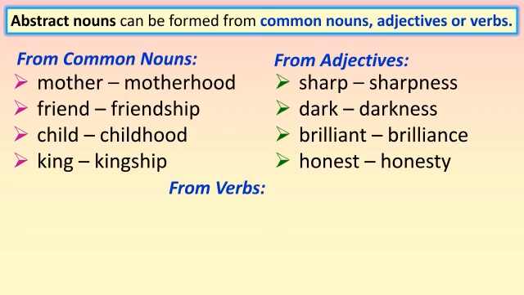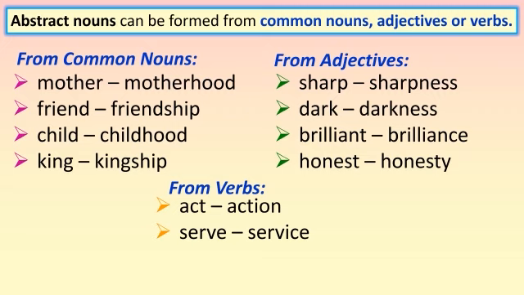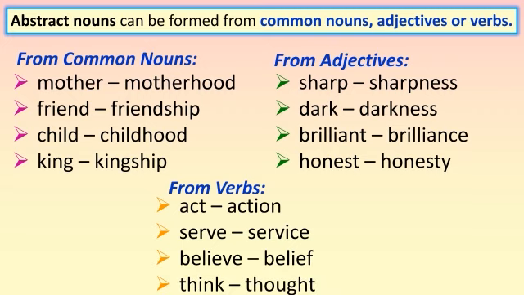In the same way, we can also form abstract nouns from verbs. Act, action. Serve, service. Believe, belief. Think, thought. So here, act, serve, believe, think are verbs, and action, service, belief, thought are abstract nouns.